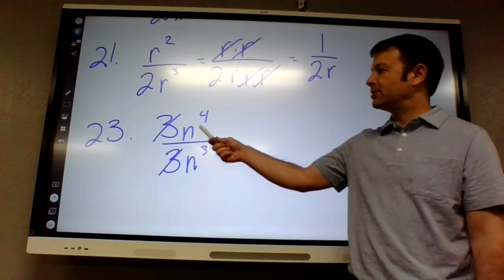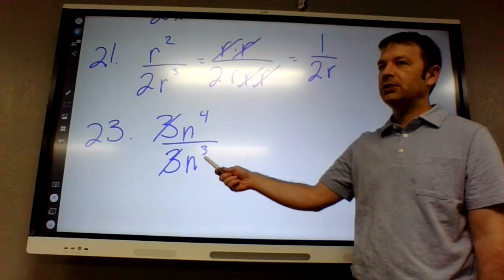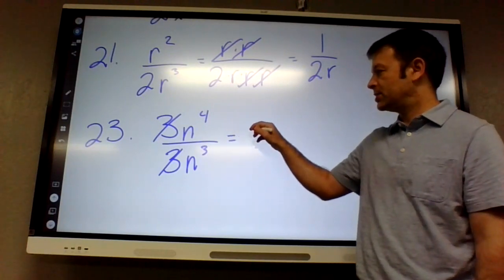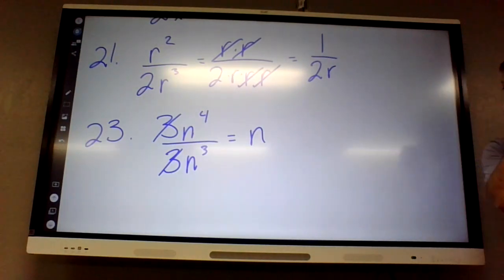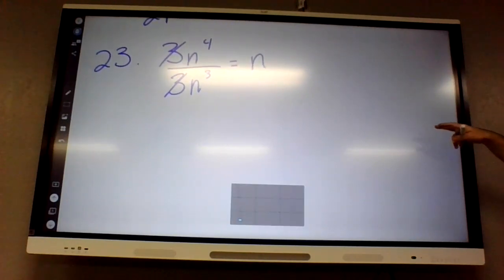Okay, what about the n's? N to the 4 divided by n cubed? N to the 1, which is just n. We don't need to flip that one. That's it. Subtract the exponents.